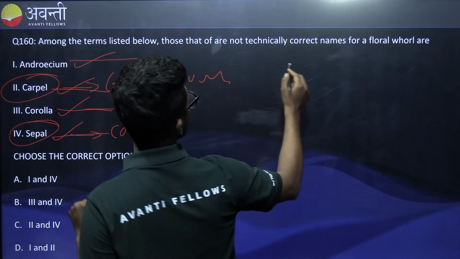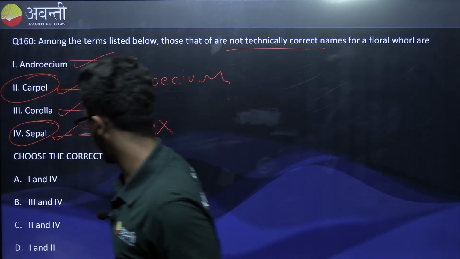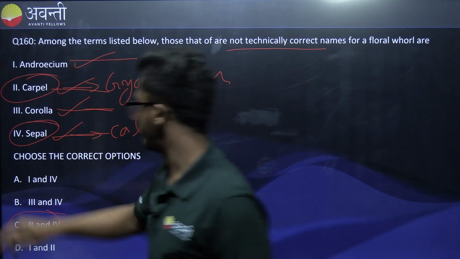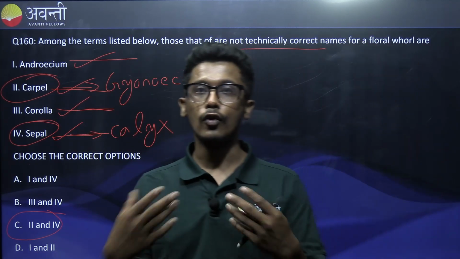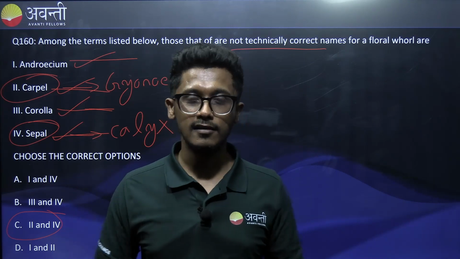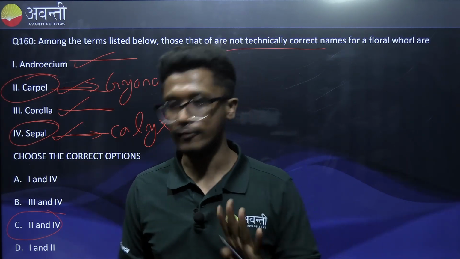We should see which of them are not technically correct. So 2 and 4 are not correct, and 2 and 4 is option C. So question number 160 is option C. Very simple one. When you look at flower pictures, you will see sepals and petals, so usually you will forget it. Androecium, gynoecium, calyx and corolla are the four parts.